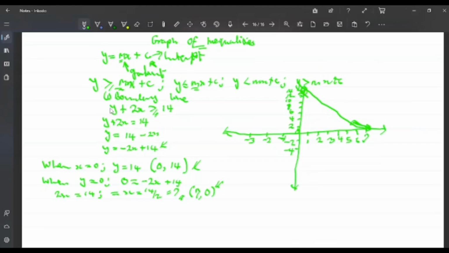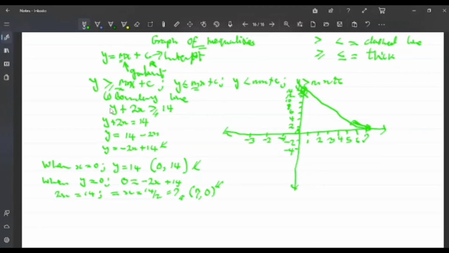Let me quickly say something about this. When you have greater than or less than, you have dashed lines, that is broken lines. So the boundary is going to be a dashed line. But if you have greater than or equal to or less than or equal to, the line is going to be thick. So your boundary line is going to be thick. That's why we have this here.